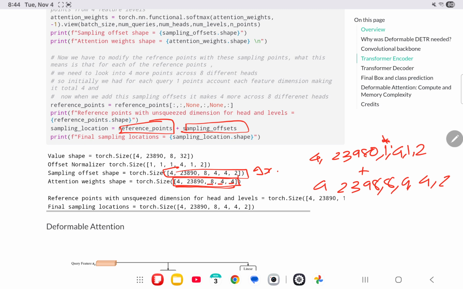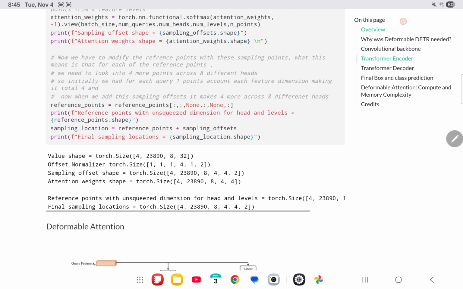So what is happening is, for each query, or each reference point across each layer, you get 4 delta x, delta y's added across 8 different heads. So in the end you will get this many sampling locations. These sampling locations are the keys that we should look into.